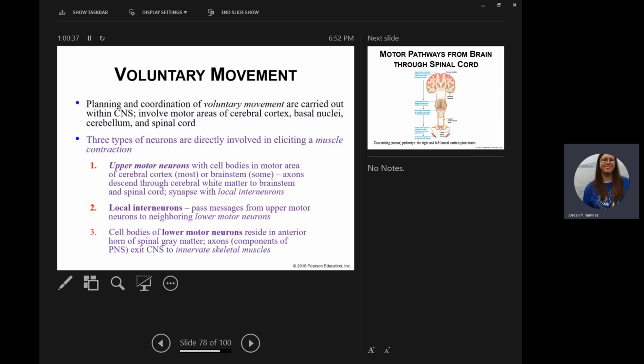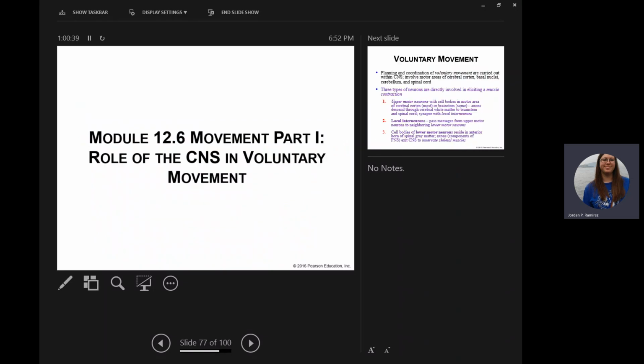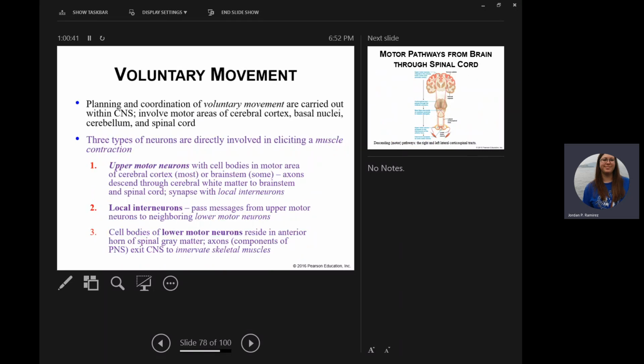You'll see. All right, so let's talk about voluntary movement here. Planning and coordination of voluntary movement is carried out within the central nervous system. We've already talked about that. So it involves motor areas of the cerebral cortex, the basal nuclei, the cerebellum, and the spinal cord, basically everywhere involved with movement. So three types of neurons are directly involved in eliciting muscle contraction.